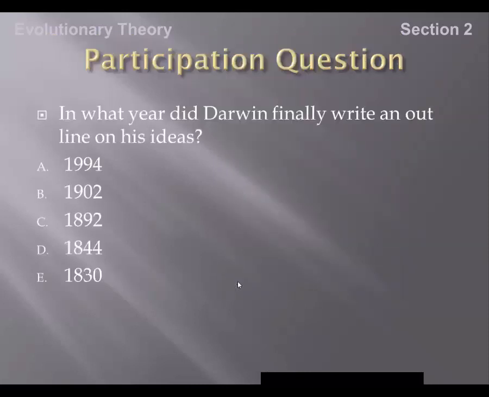So in what year did Darwin finally write an outline on his ideas? Was it A, 1994, B, 1902, C, 1892, D, 1844, or E, 1830?